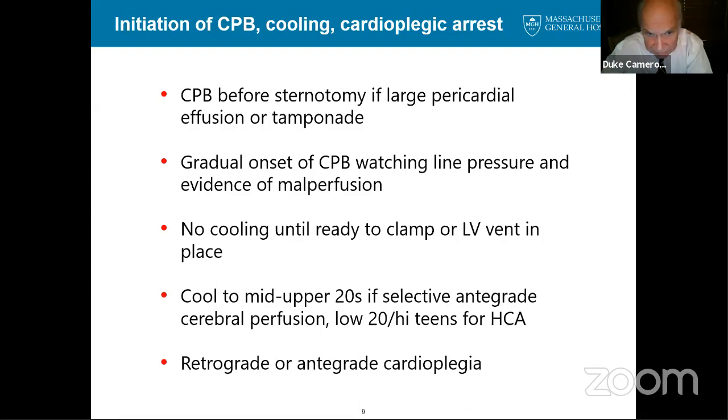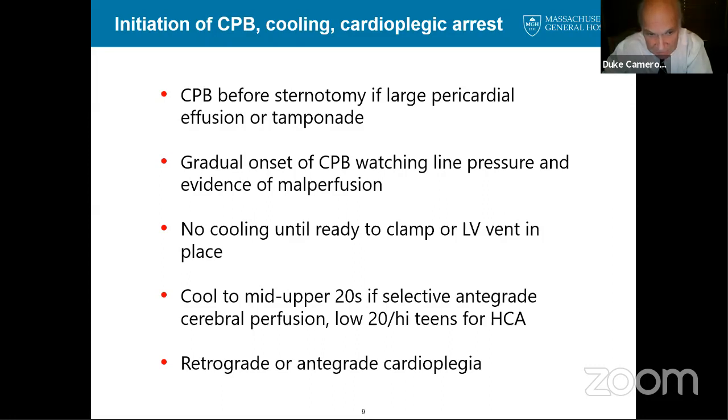You should not cool until the heart is empty and you're either ready to clamp the aorta or have a good LV vent in place. And another point I want to make about LV venting, if you have severe aortic regurgitation, truly severe, no vent is going to keep the heart completely decompressed. And also, even if it did, if there's that much regurgitation, then all of the blood from the perfusate of the heart-lung machine is going to come back through that LV vent, and you're going to be systemically hypoperfused. So don't kid yourself about LV venting. It's fine for mild to moderate regurgitation, but it really will not be the solution to the problem if you have severe.